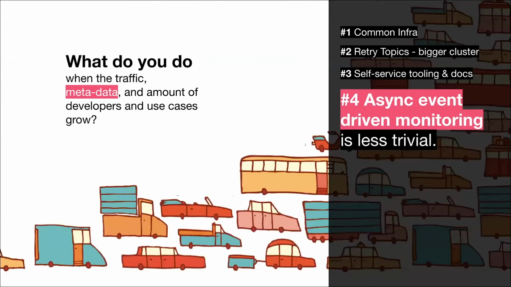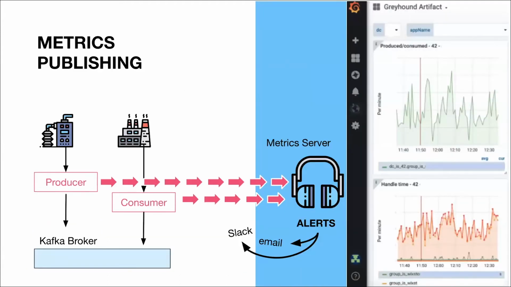Okay, the fourth lesson for this talk is that monitoring in a completely distributed and asynchronous event style system is less trivial than your standard request reply in a synchronous manner. So for that, we really need to have as many metrics available for our developers as possible. So Greyhound has metrics built in that it exposes for the Prometheus metrics server on the producer side, the consumer side, and then we have automatic dashboards on Grafana for each service.